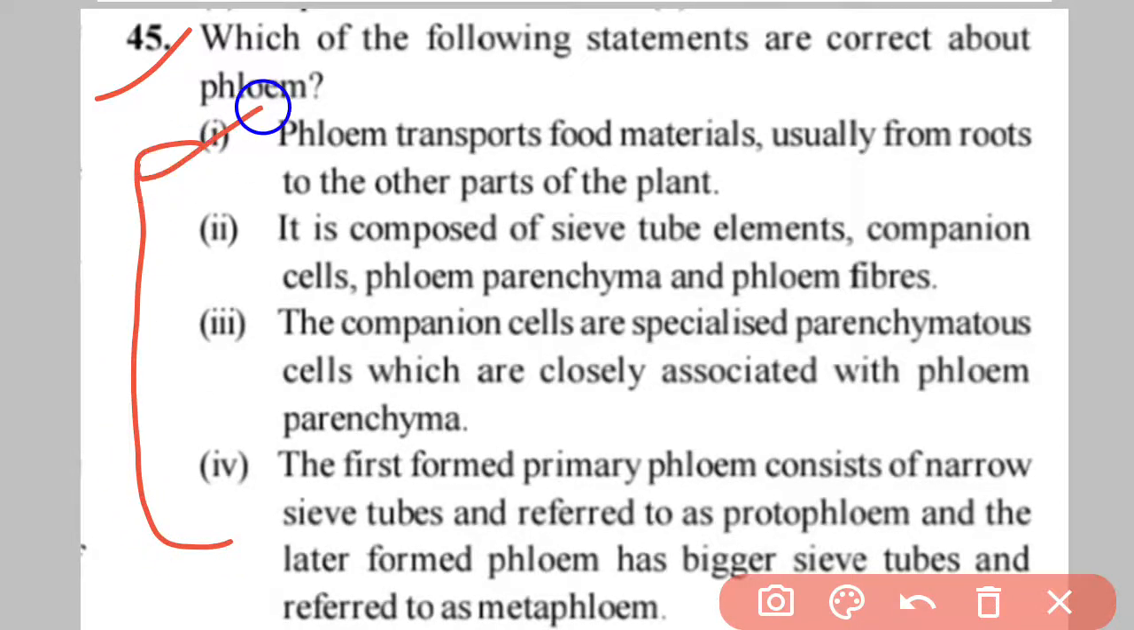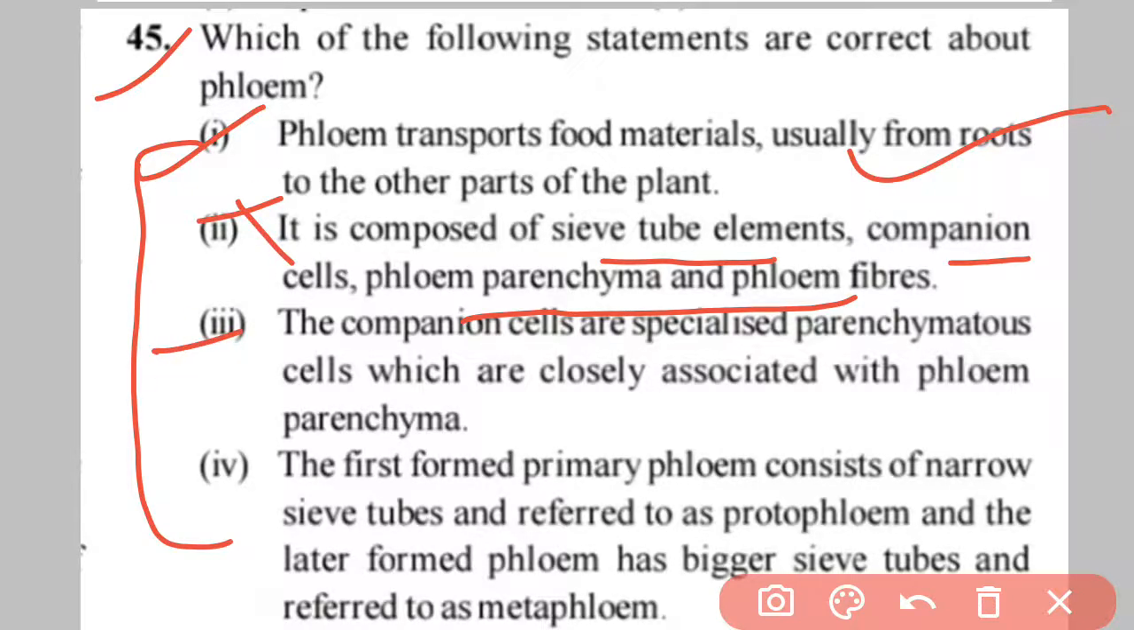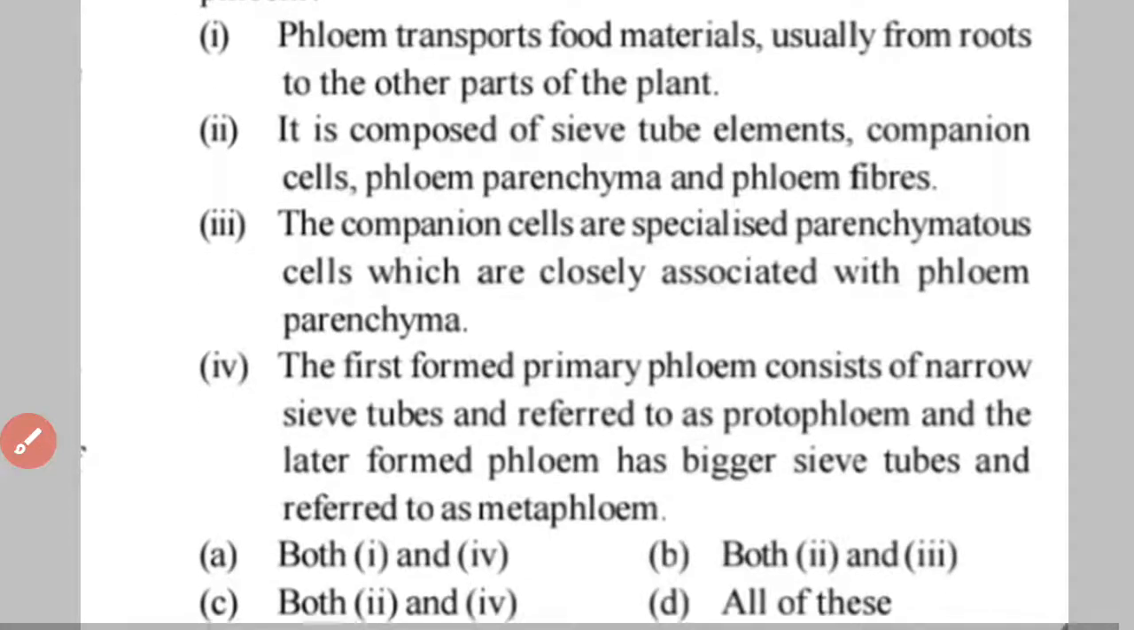Statement 1 is, phloem transports food materials usually from roots to the other parts of plants. Yeah, this is correct. The second is, it is composed of sieve-tube elements, companion cells, phloem parenchyma, and phloem fibers. So, no, this is not correct. Third one is, the companion cells are specialized parenchymatous cells which are closely associated with phloem parenchyma. No. Let's check the fourth option too.